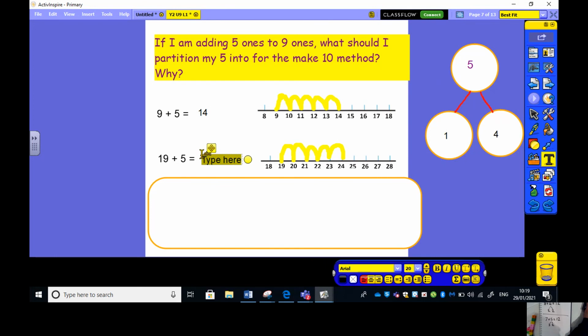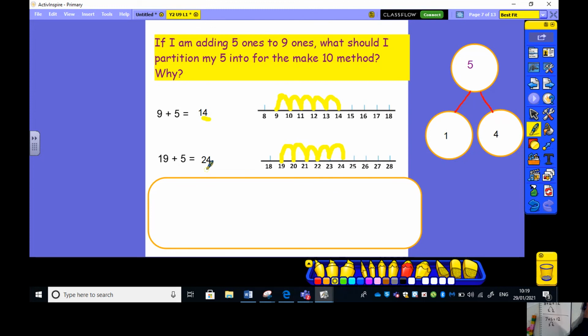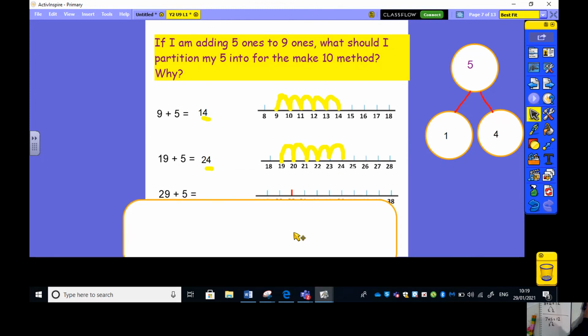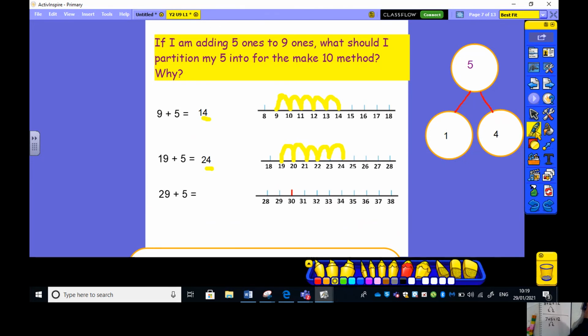Brilliant. I have 24. And hopefully here, year 2, you're starting to see that pattern emerge. When I have 9 ones and I add 5 ones, my answer always has a 4 in the ones place value. I wonder if you can tell me the answer to this one before we even work it out. Have a pause, have a think what you think 29 add 5 would be, looking at the pattern that is unfolding. Right, I won't tell the answer, but let's see if you are right.